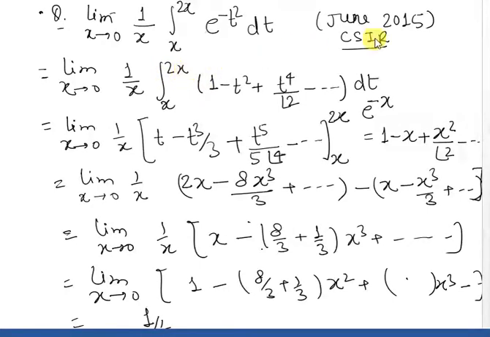This question came in 2015 CSIR NET. Find the limit as x approaches 0 of 1 by x times the integral from x to 2x of e to the power minus t square dt. So what will be the limit of this when x approaches 0?